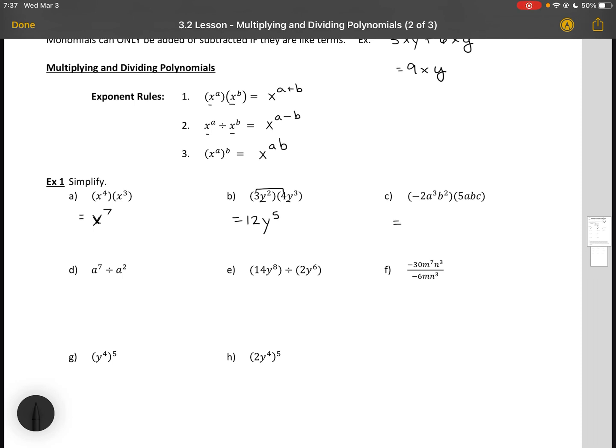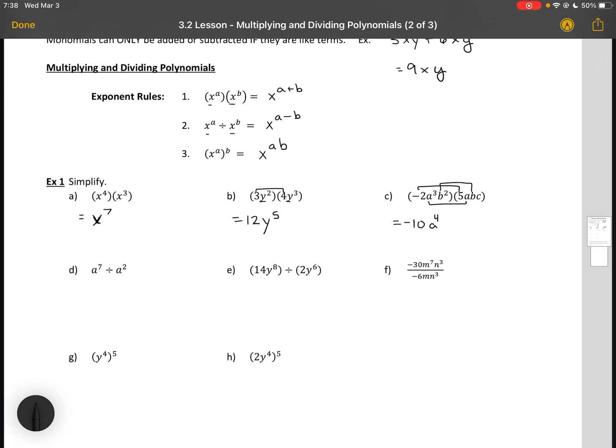Example C is even more complicated. I've got multiple variables and numbers. So the first thing I'm going to do is multiply the numbers together. So minus 2 times 5 is minus 10. The next thing I'm going to do is multiply the a's together. So a cubed times a to the exponent 1. I'm multiplying, so I'm going to add the exponents.